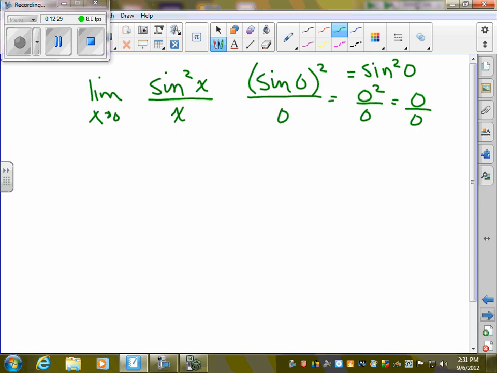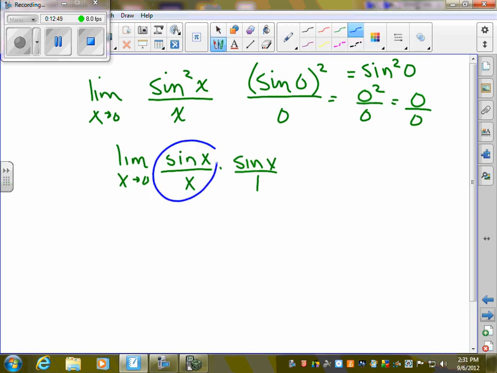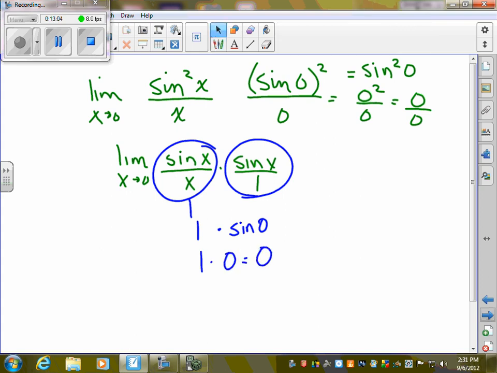Well, now I can't do like we just did a minute ago because this is sine squared of x. But what I can do is think of this as the sine of x over x times the sine of x over 1. So stop, look at that carefully. We now know that that goes to 1. And then this second part is just going to be times the sine of 0. But the sine of 0 is 0. So I have 1 times 0, which is 0.